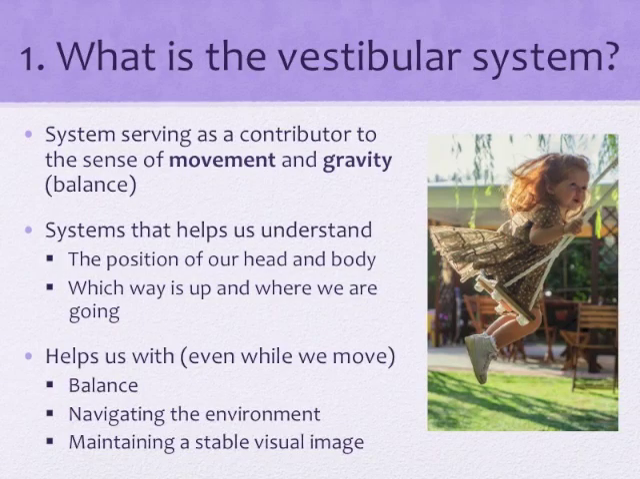The vestibular system serves as a contributor to our sense of movement and gravity. It helps us understand the position of our head and body, which way is up, and where we're going. It helps us with balance, navigating the environment around us, and maintaining a stable visual image, which means being able to sustain a clear image with our eyes, even when we're jumping up and down or when we use our eyes to scan for something.